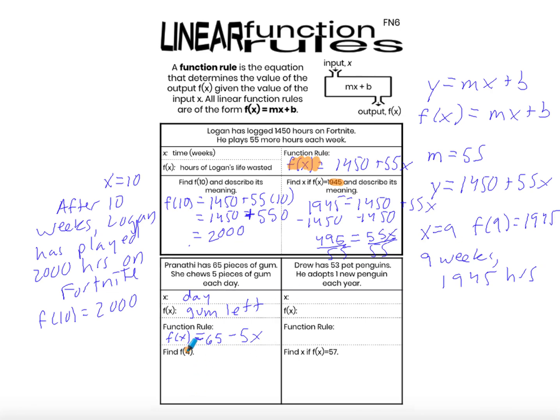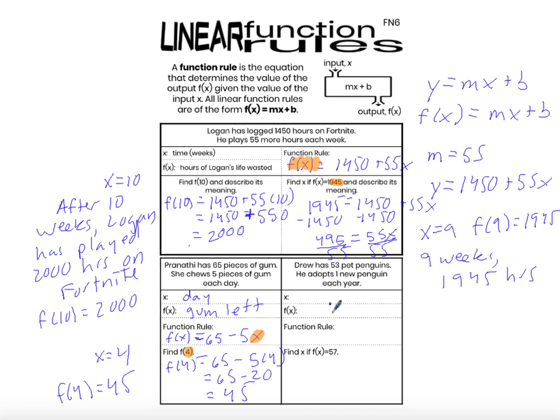Since I'm being given the number inside the parentheses, that means I'm being given a value of x. I'm being told x is 4. So I'm just going to plug in 4 into my function rule. F of 4 equals 65 minus 5 times 4. 65 minus 20, which is just 45. Luckily, it does not say describe the meaning because I do not have space. But the meaning of the statement f of 4 equals 45 is after 4 days, Pranathi will have 45 pieces of gum remaining.